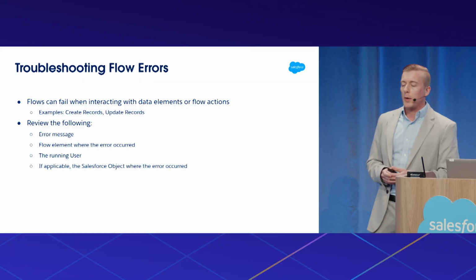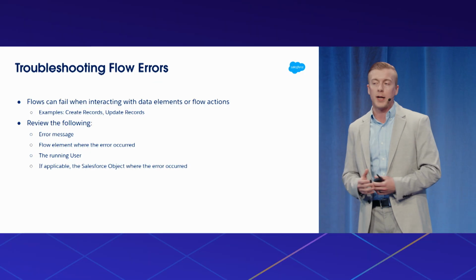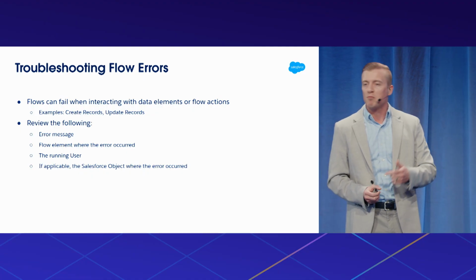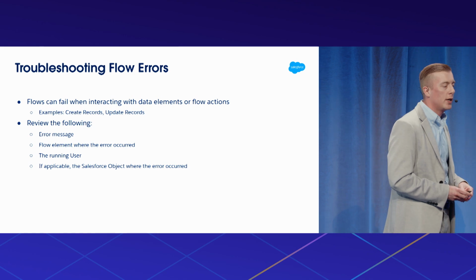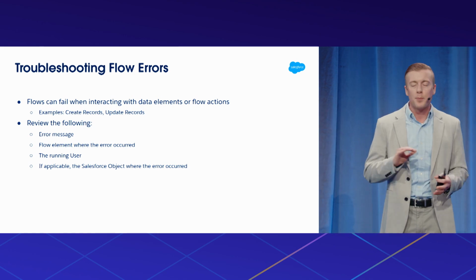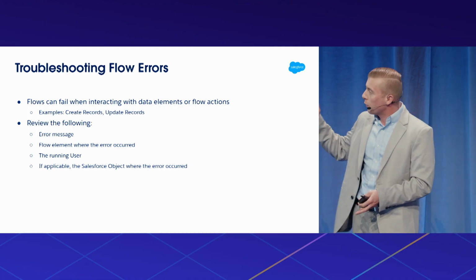So when it comes to flow errors, they tend to happen on data elements or flow action elements. So these are your create records, your update records, maybe a send email or an Apex action. They can sometimes happen on assignments or decisions or screens, but they tend to be pretty rare with that. So keeping that in mind, you want to focus on those elements for the most part.